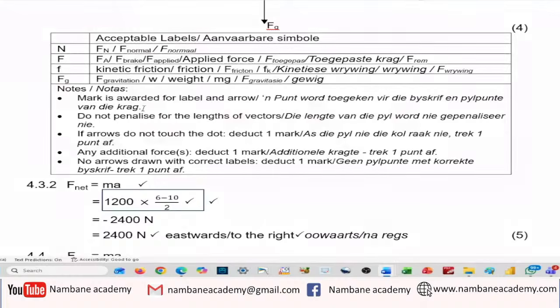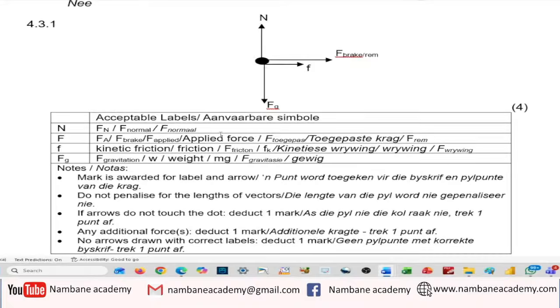So here are the notes. A mark is awarded for a label and the arrow. Do not penalize for the lengths of the vectors. If arrows do not touch the dot, which is the object, we deduct 1 mark. Then the learner will get 3 out of 4. We only penalize once for that mistake. If we have any additional force, we deduct 1 mark, but we only penalize once. If there are no arrows with correct labels, we also deduct 1 mark. Those are the notes for 4.3.1.